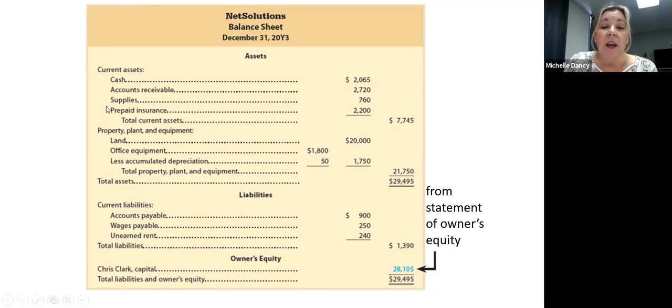So look here on this example, we have assets, then we have current assets, and then we have property, plant, and equipment. Current assets: cash, accounts receivable, supplies, prepaid insurance, things that we're going to typically use up within a year. Property, plant, and equipment, things that are going to last a long time, multiple accounting periods: land, building, tractor, truck, furniture, computer equipment, okay?